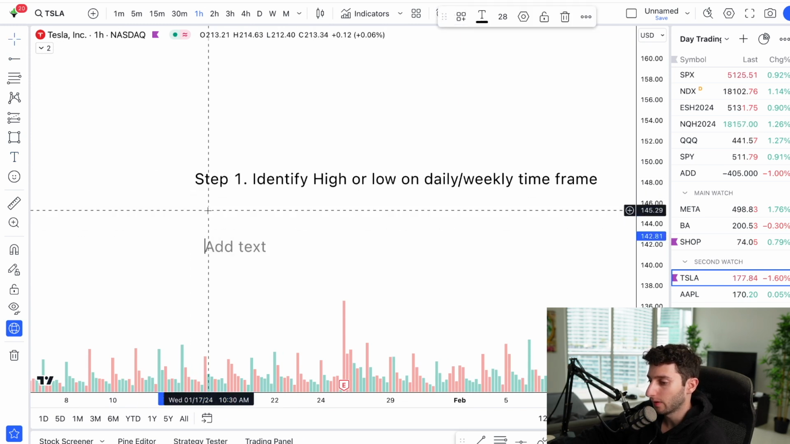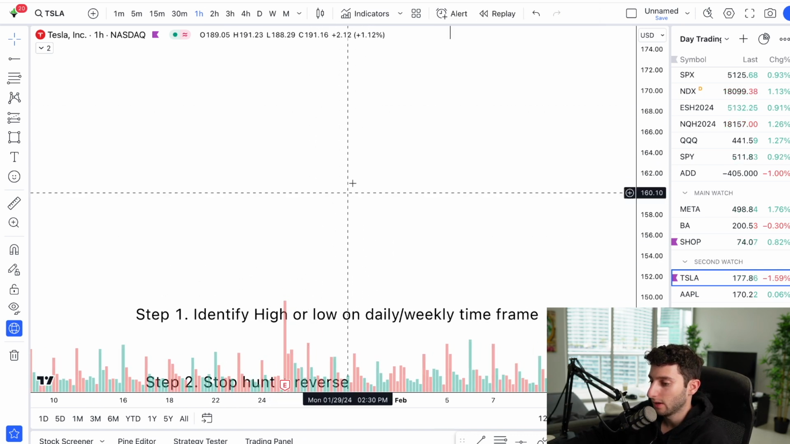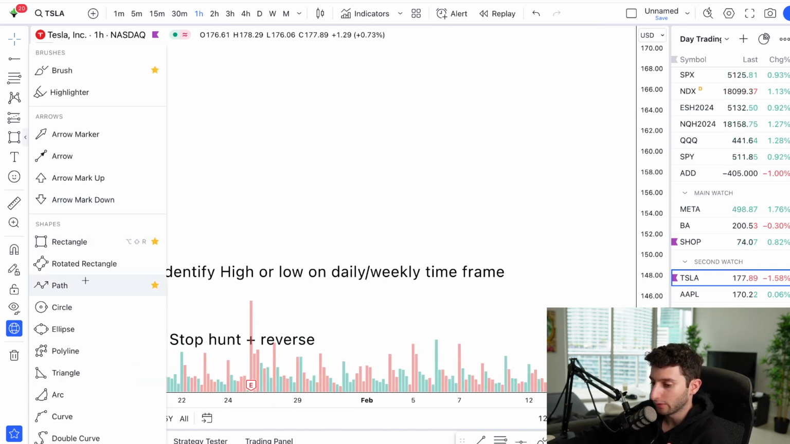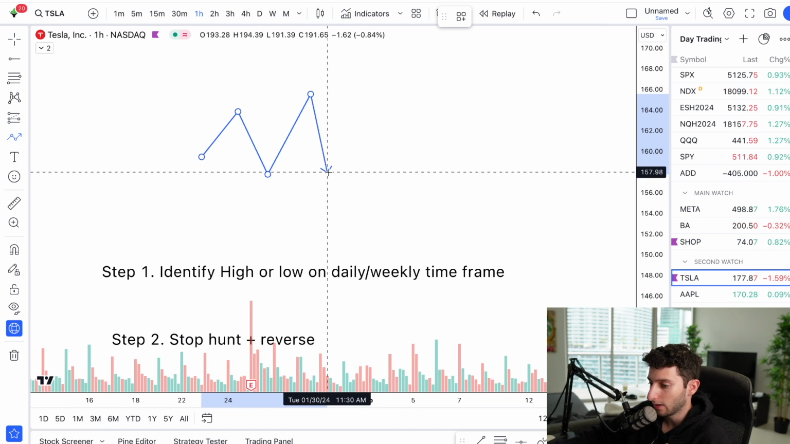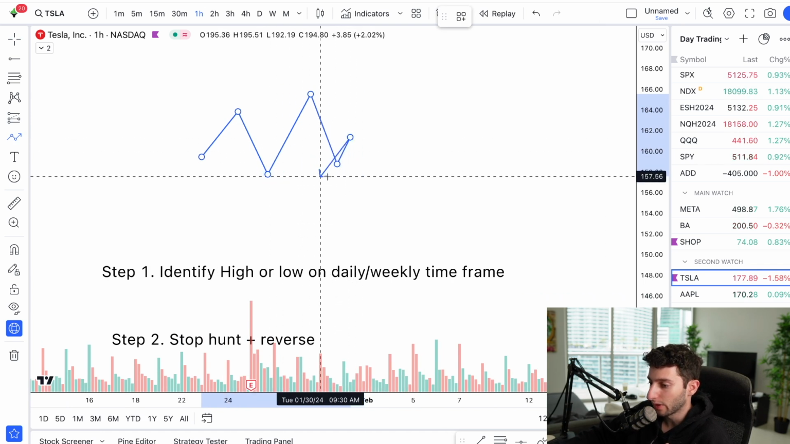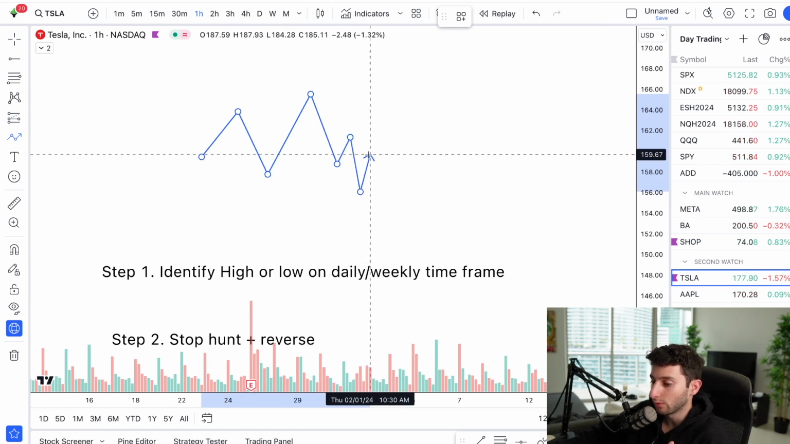Step two, right? What we want to see is what I call stop hunt. Okay, this is really, really important because you have to do it the right way. Stop hunt plus reverse. That's the actual strategy. This is actually how this works. So what happens is price is always moving from highs to lows. You'll see this happen a lot. So when price is coming down, when we break this low, we want to see it quickly reverse back up.